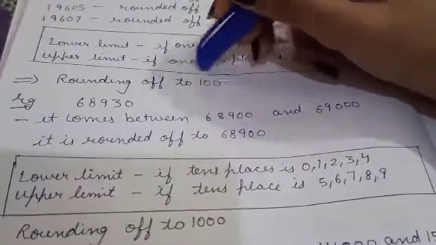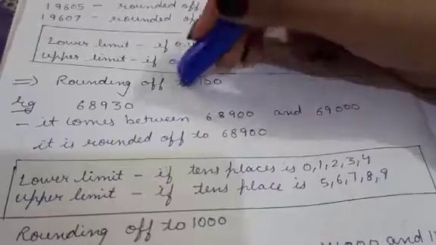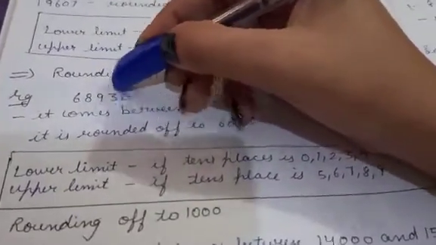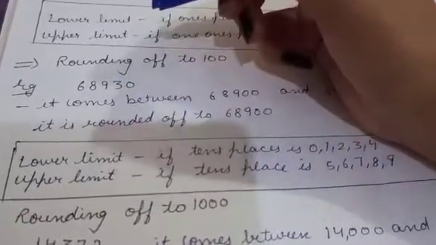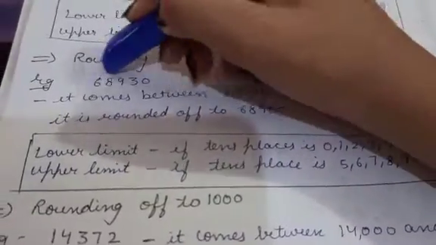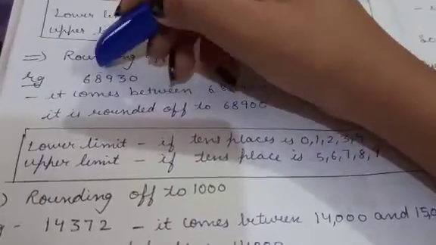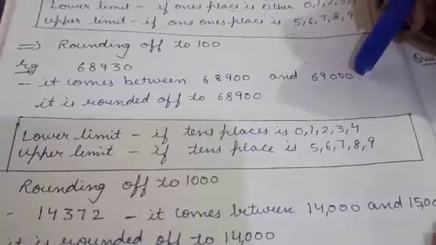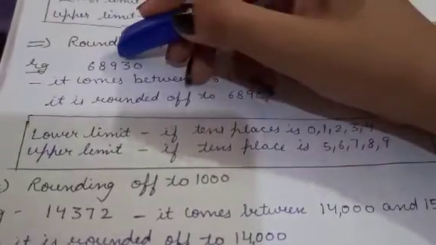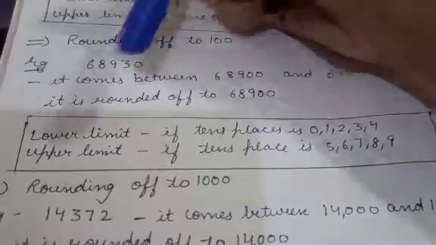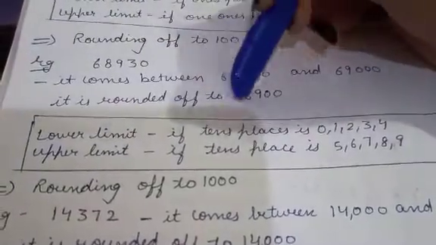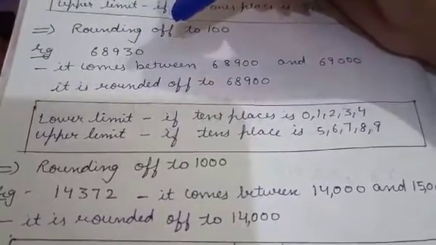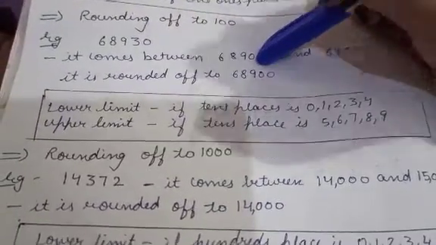Now let us move to rounding off to 100. For rounding off to 100, I have to check the tens place digit. Like in this number, the tens place digit is 3. Firstly, I have to check the limits. This number is coming between 68,900 and 69,000. The tens place digit is 3, so it will be rounded off to the lower limit, which is 68,900. So 68,930 rounded off to the nearest 100 is 68,900.